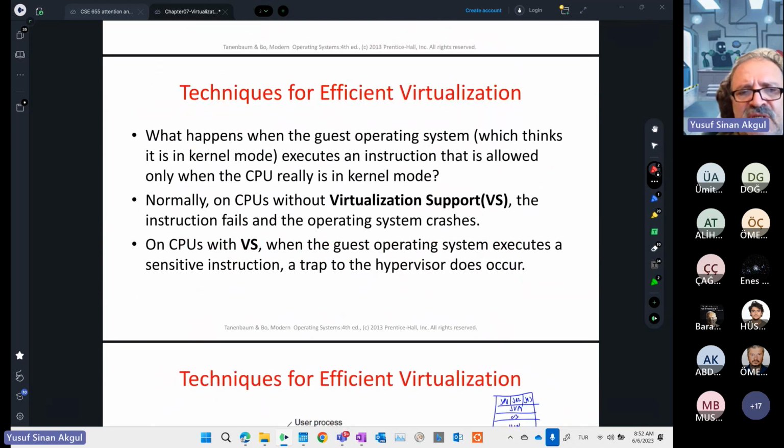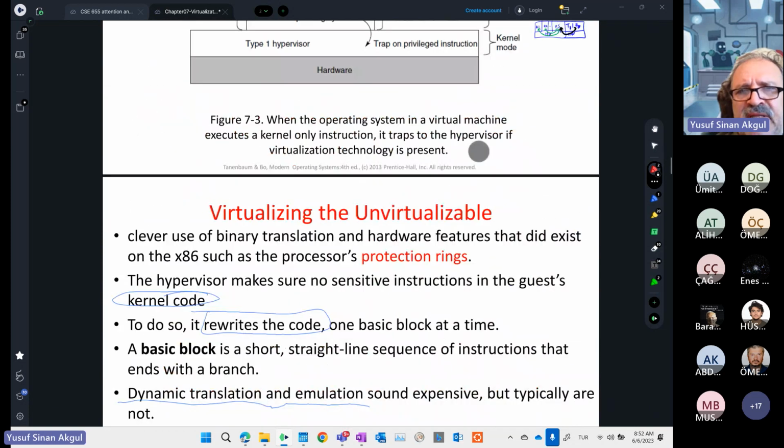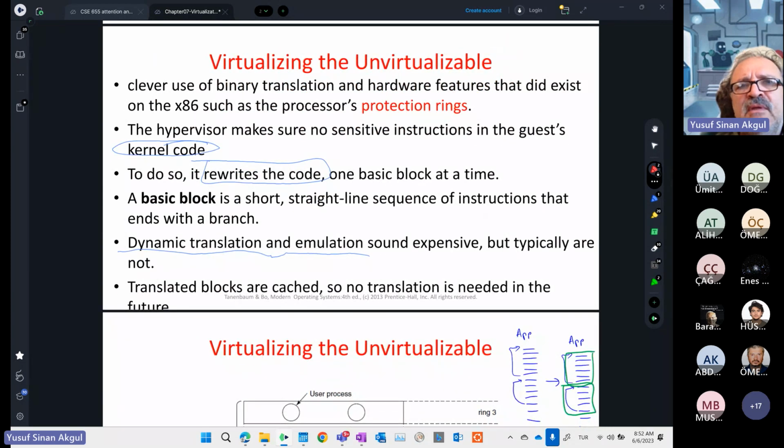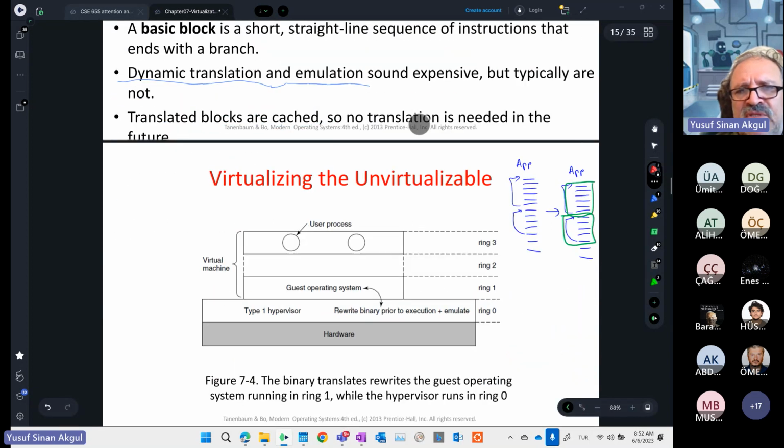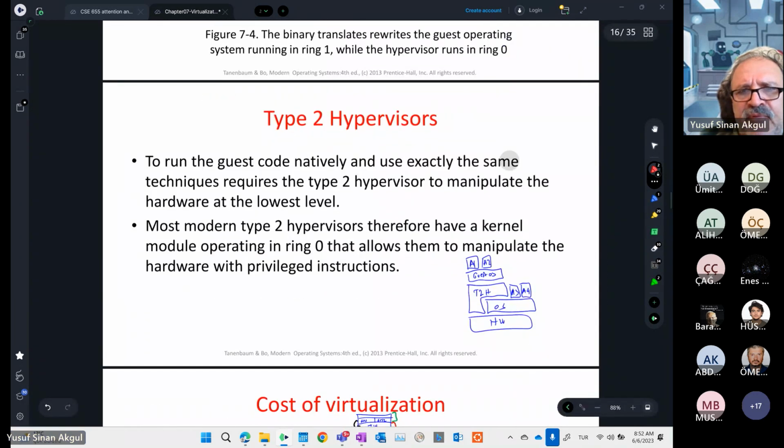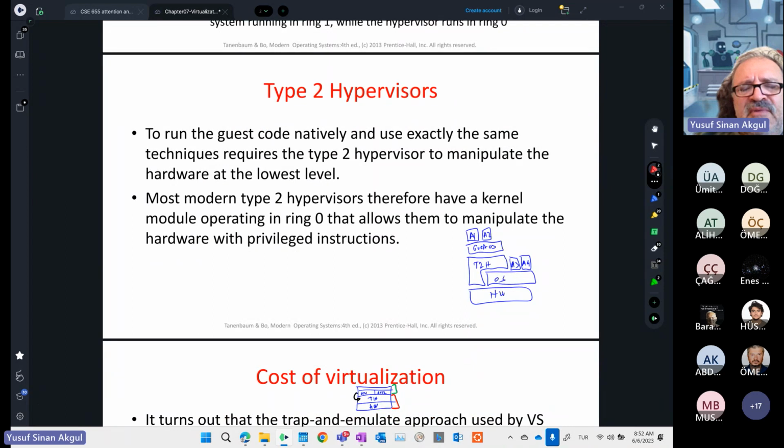Okay, virtualization support is important, but that's not the only thing that we can do. We can virtualize the hardware that doesn't support the virtualization directly. And the Type 2 hypervisor, so far we used only Type 1 hypervisors. Type 2 hypervisors are valid virtualization tools. They require exact techniques to manipulate the hardware at the lowest level.